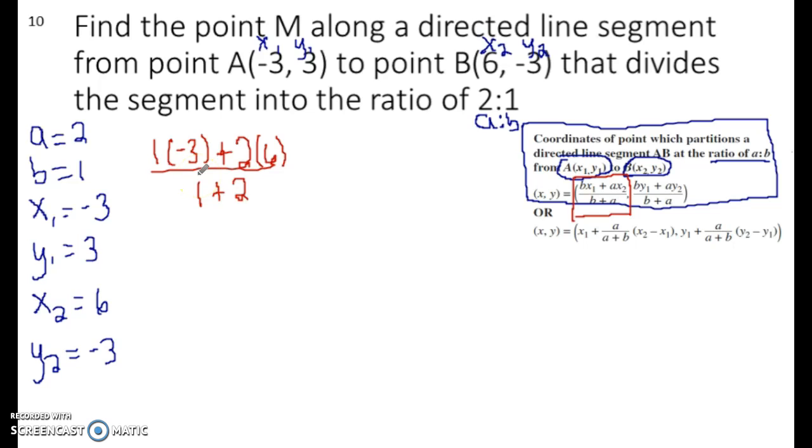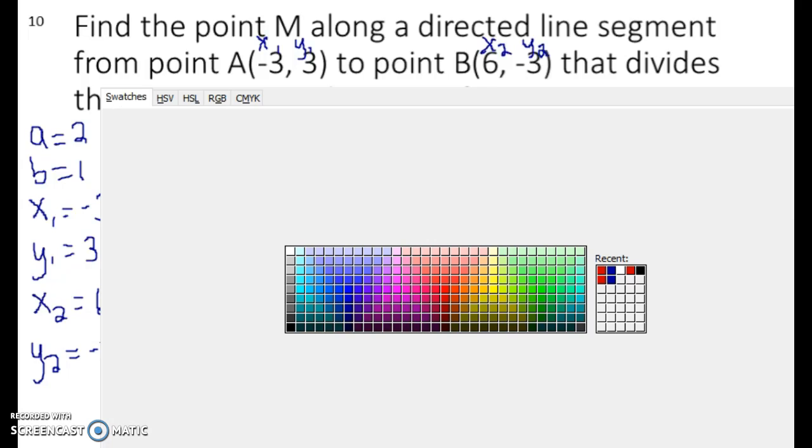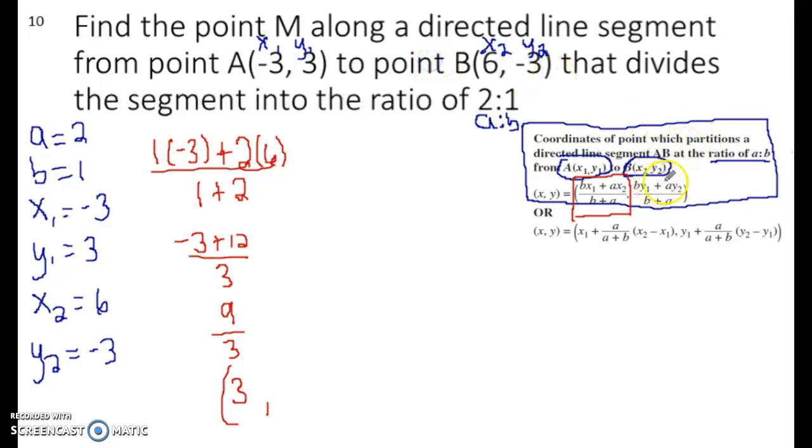All right, so I'm going to go ahead and figure that out. 1 times -3 is -3. 2 times 6 is 12. 1 plus 2 is 3. If I add up the top here, I get 9 over 3, which is 3. So I know the x part of my coordinate is going to be a +3. Now, if this test was multiple choice, I would stop right there and I would use some elimination. But this problem isn't multiple choice, so I'm going to keep going.